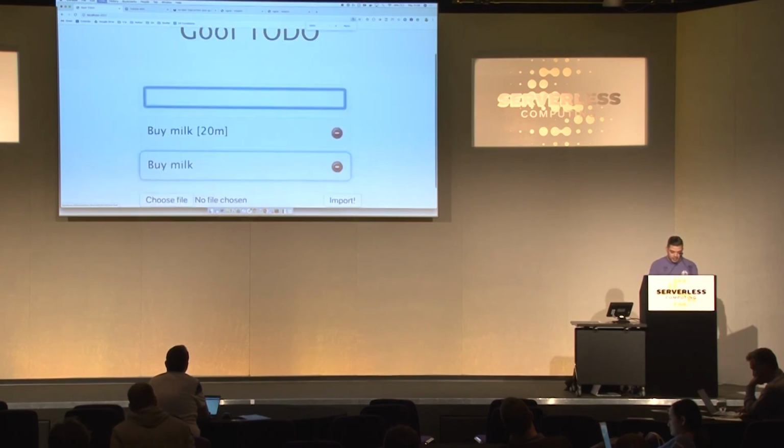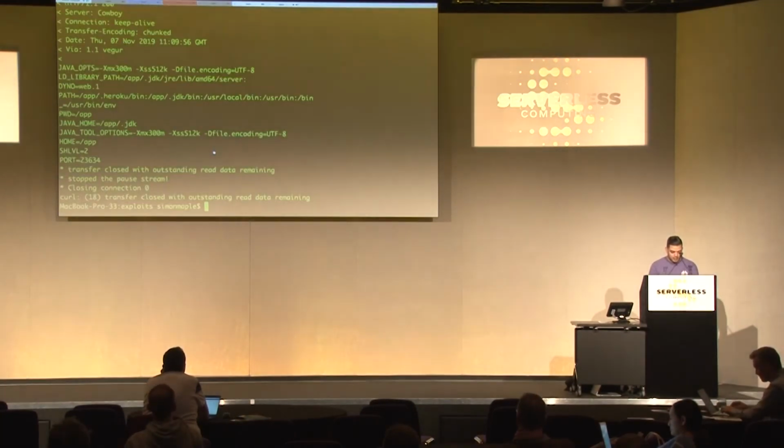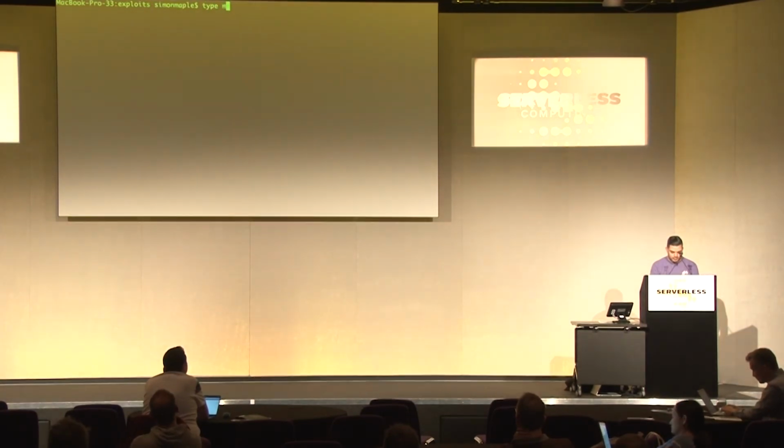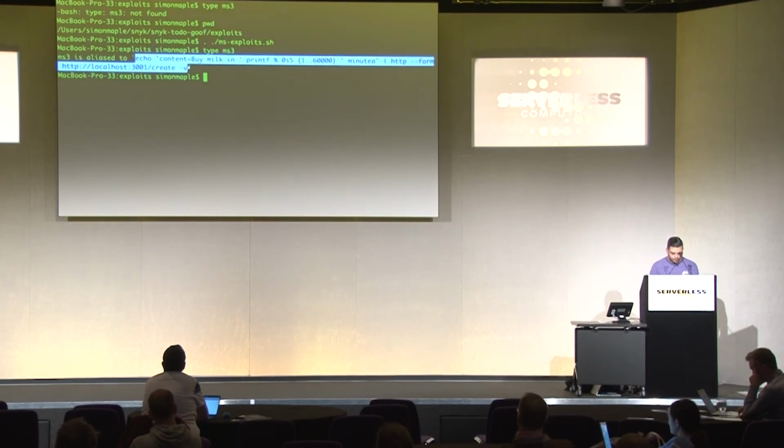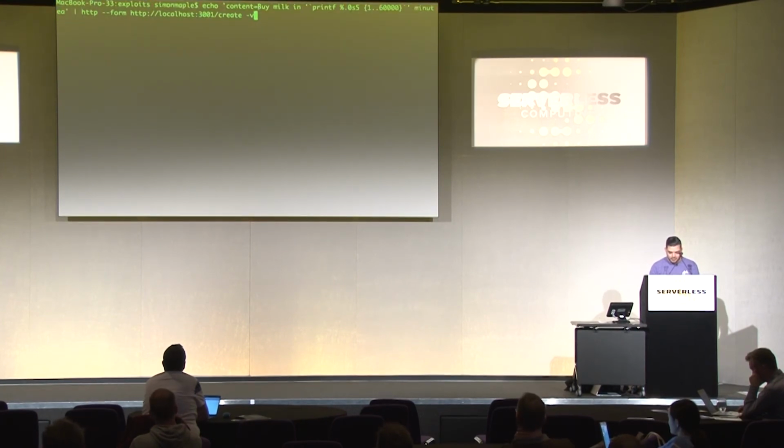So let me show you a very, very quick way to hack that. What we're going to do here is echo some content. We're just going to execute this as an HTTP request. We're going to buy milk, but we're going to do it in 60,000 fives. So we're going to print 60,000 times, and then instead of putting minutes, we're going to type minute A.